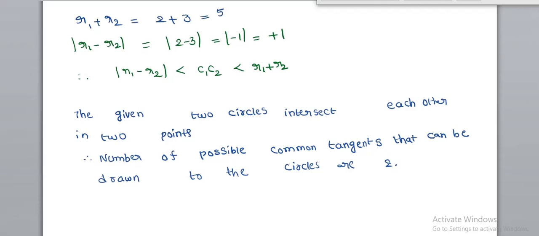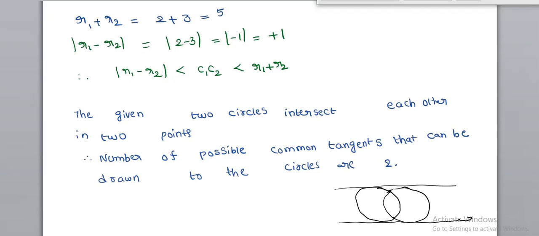Okay, write down. So how do we draw the diagram? Please observe. Two circles intersect at 2 points. This is one point, another point. So for two circles drawn, how many tangents? Only two tangents. Okay, write down. First circle, second circle. Okay, next problem.